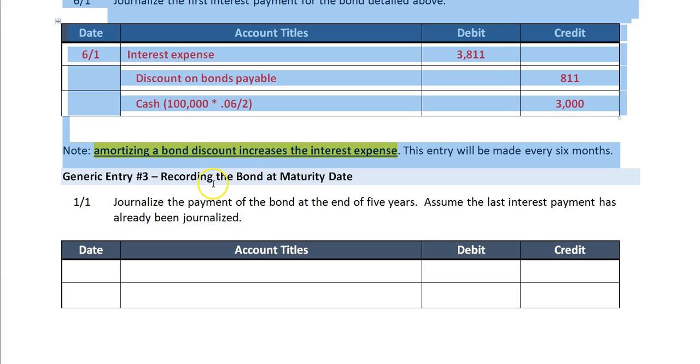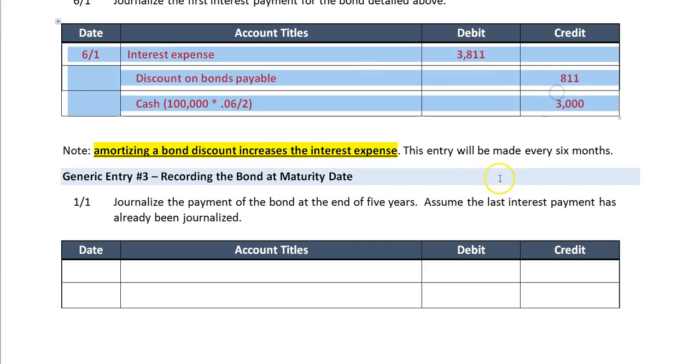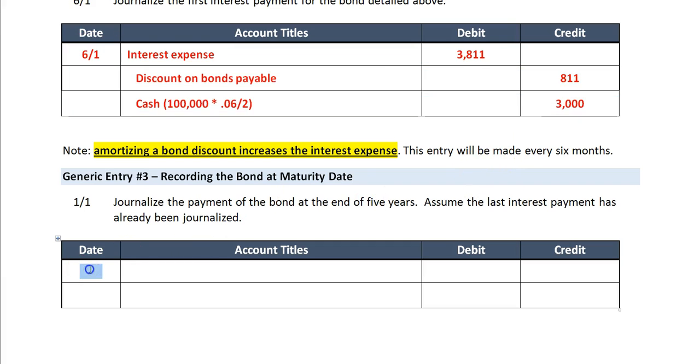What we're going to do is skip further into the future. We're going to skip 5 years later. So journalize the payment of the bond at the end of 5 years. Assume that the last interest payment has already been made. So at the last date, they owe one more of these payments. And they hold the $100,000 back. We're only going to record the $100,000. So what I'm doing here, it's January 1st, and it's 5 years into the future.